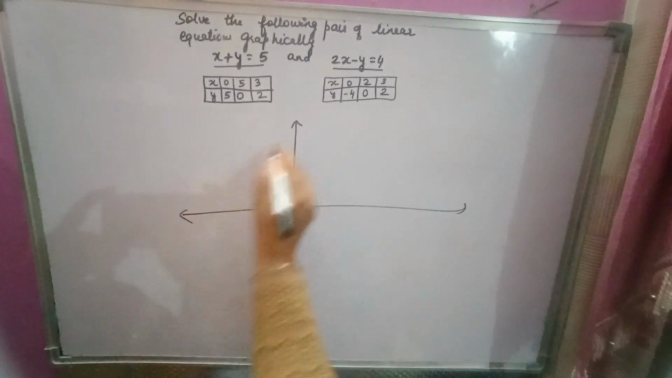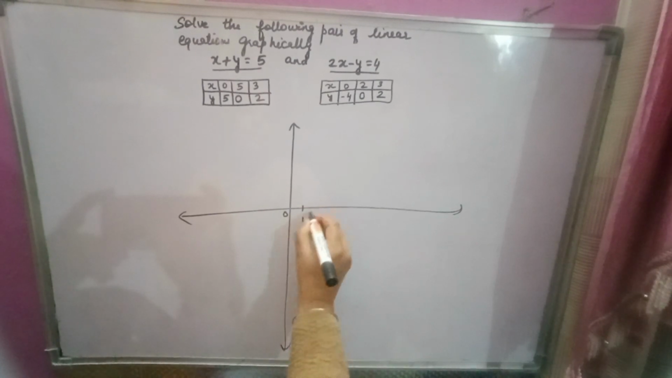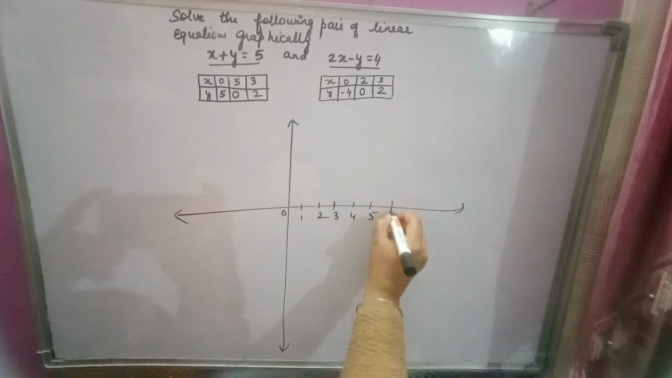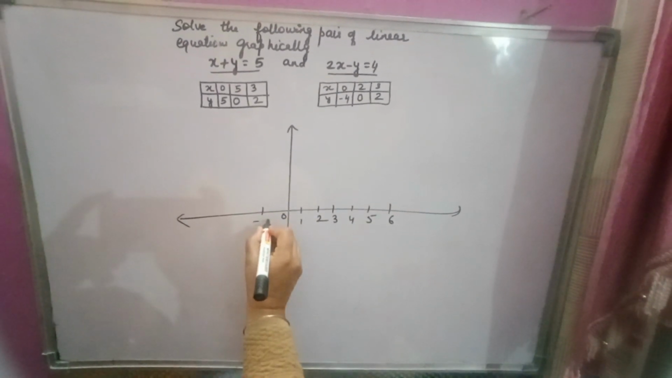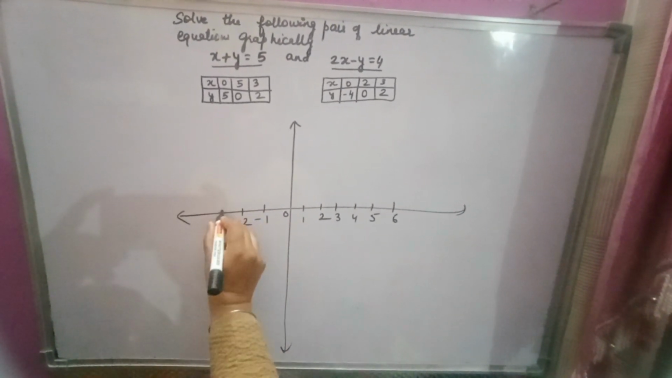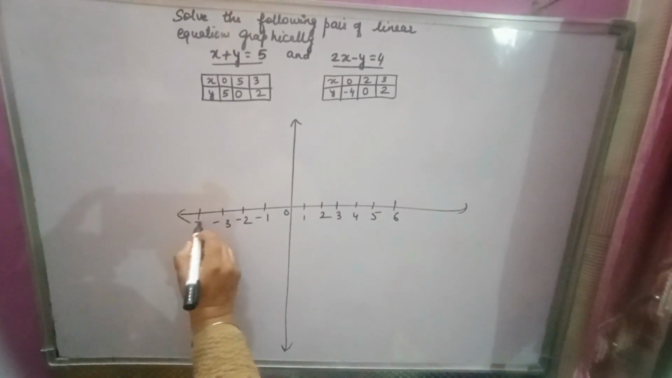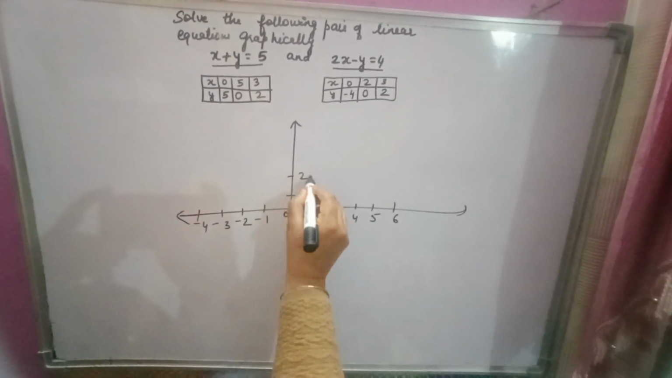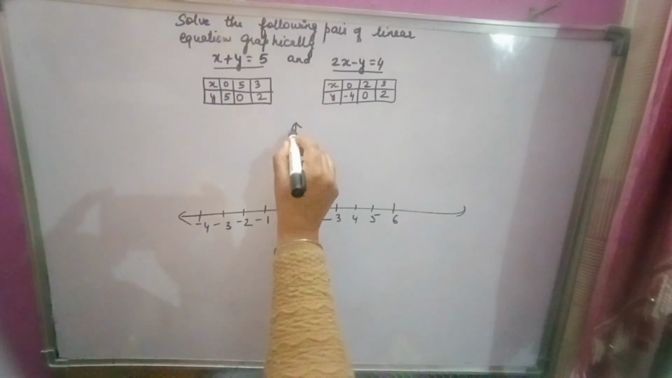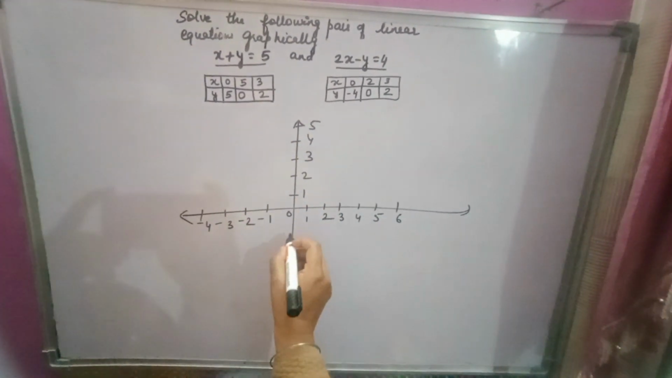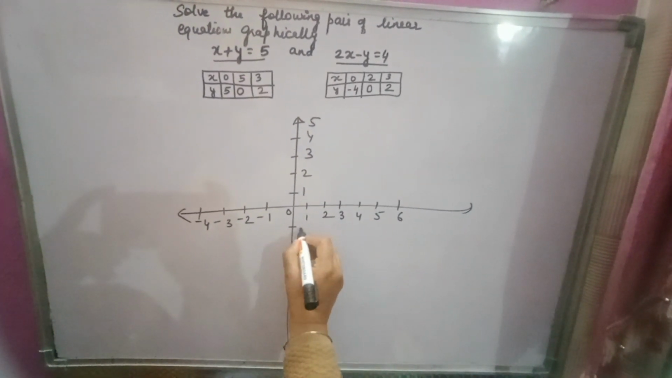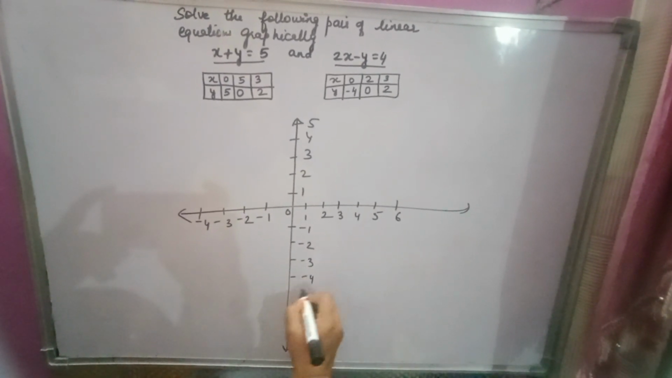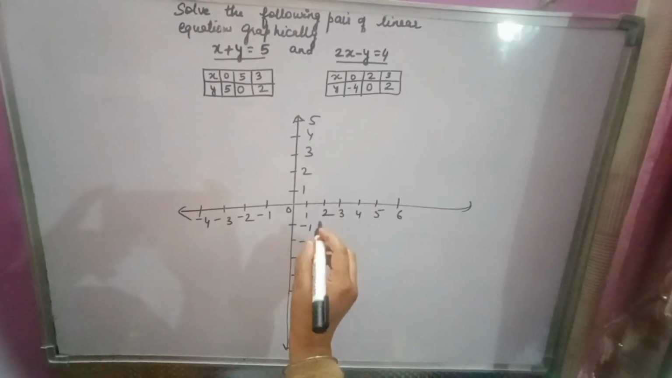This is x-axis, this is y-axis. This is 0, 1, 2, 3, 4, 5, 6. Negative x-axis, minus 1, minus 2, minus 3, minus 4. Y-axis 1, 2, 3, 4, 5. And negative y-axis minus 1, minus 2, minus 3, minus 4, minus 5. Like this you can take.